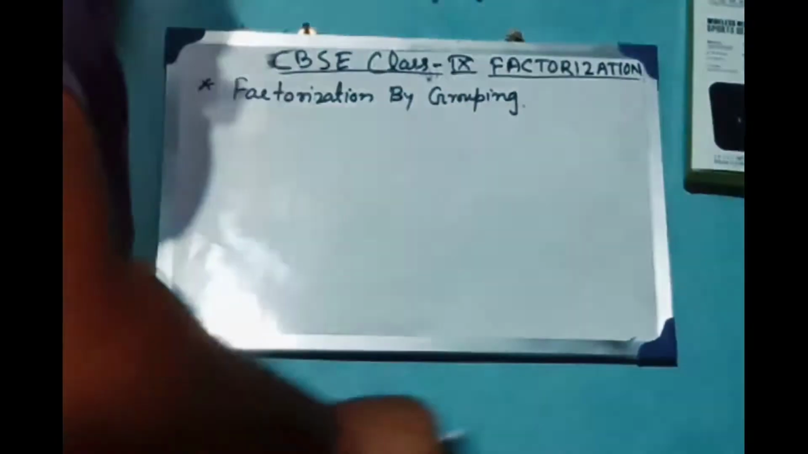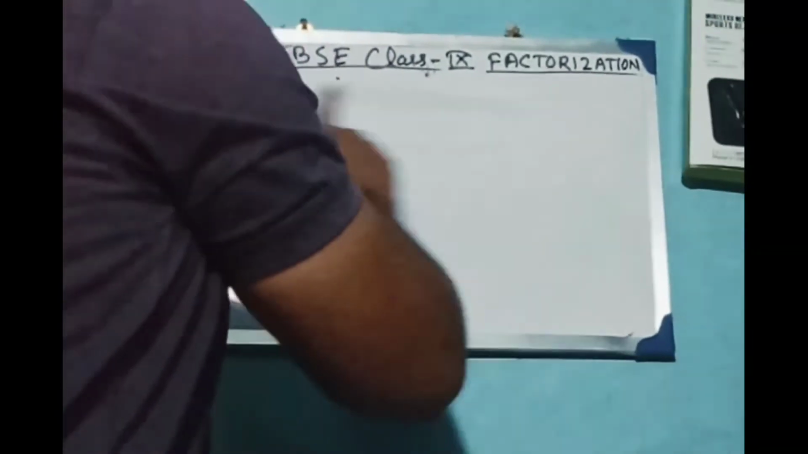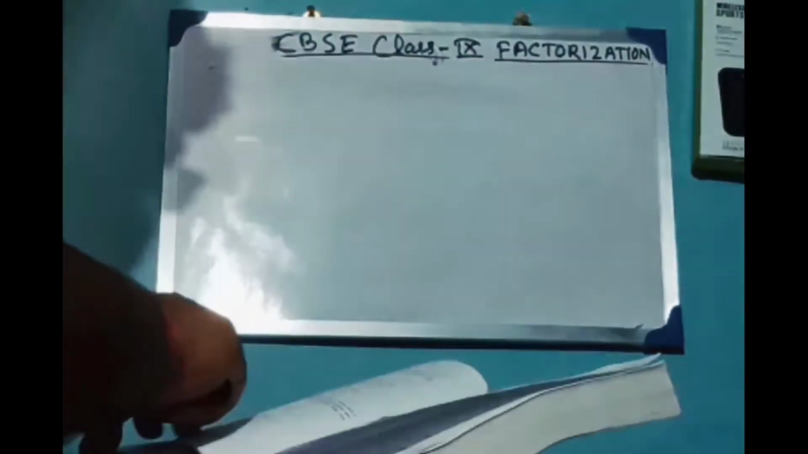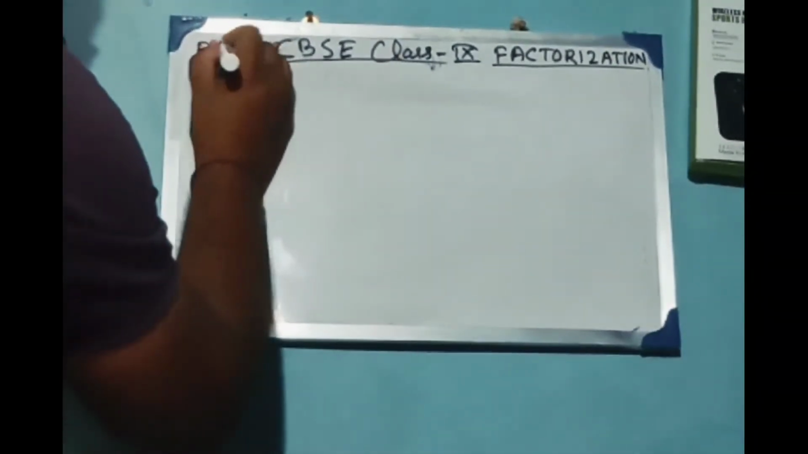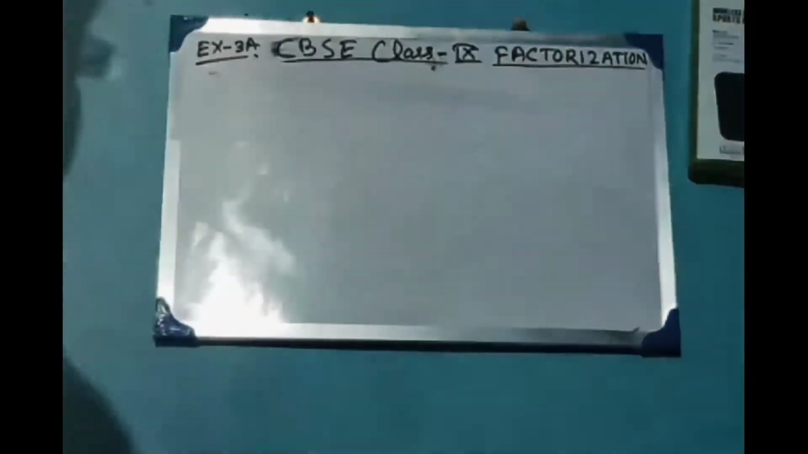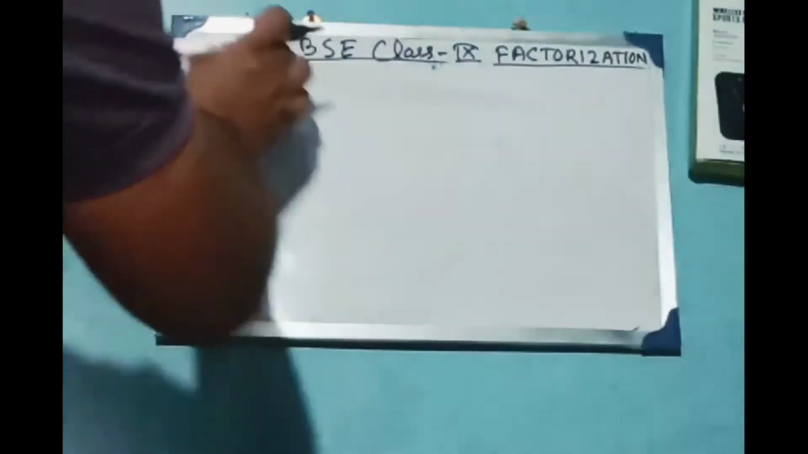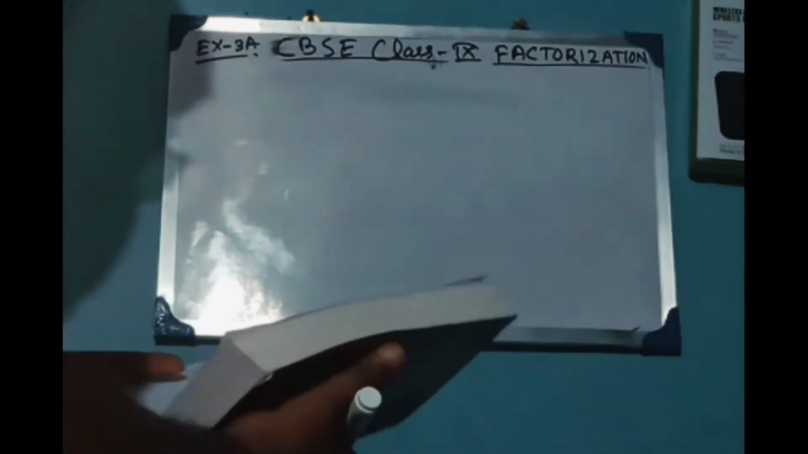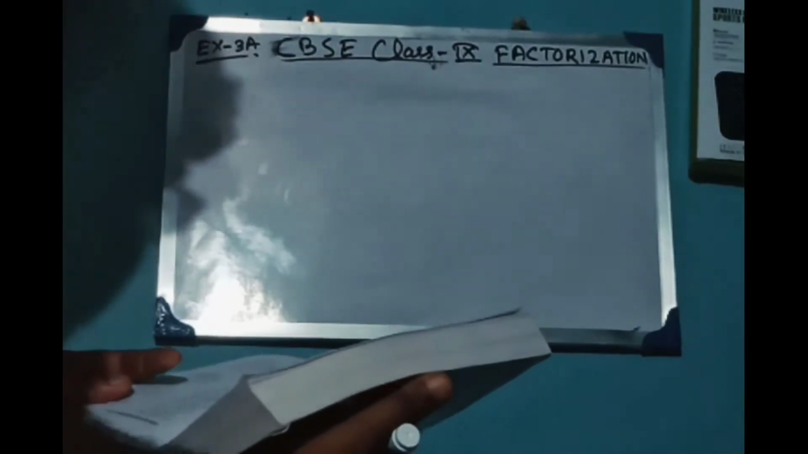Good morning students. In this video we are learning the CBSE class 9 factorization process, and we have learned about factorization by grouping and factorization by taking common factors. Exercise 3a of R.S. Agarwal, we are following the R.S. Agarwal book. EX3a is all about factorization by grouping and factorization by taking common factor. So you just go through my first video of factorization.